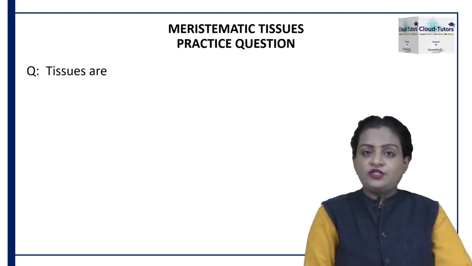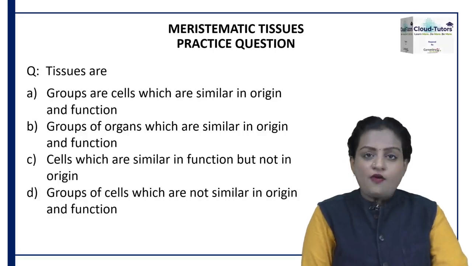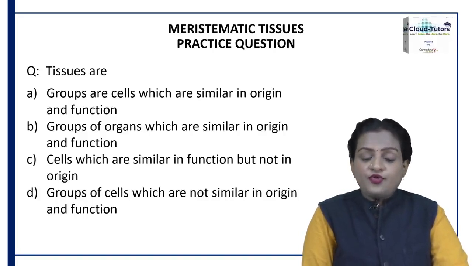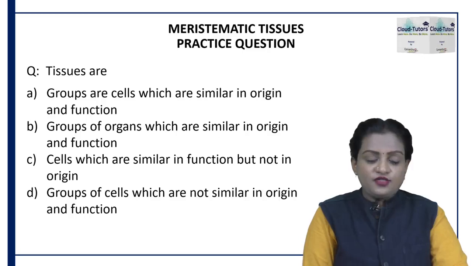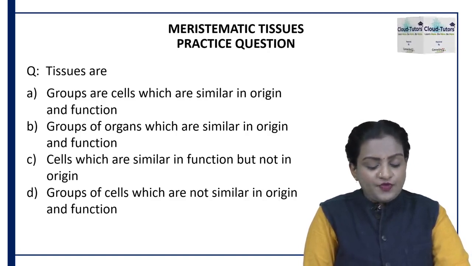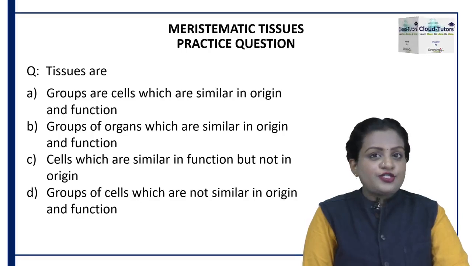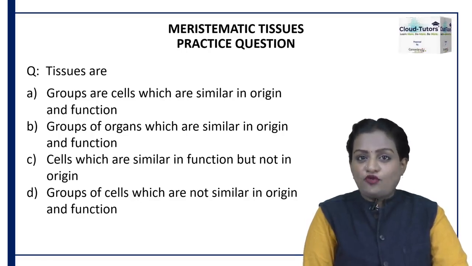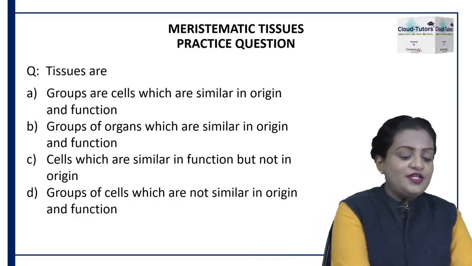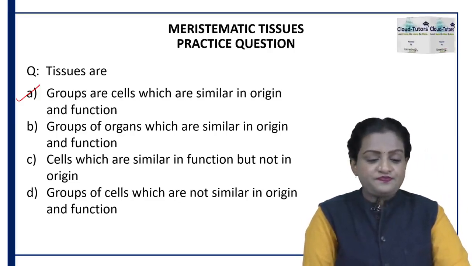Now let's see some questions related to meristematic tissues. Question is, tissues are, options: group of cells which are similar in origin and function, group of organs which are similar in origin and function, cells which are similar in function but not in origin, groups of cells which are not similar in origin or function. So we know tissues are group of cells which have similar function and origin but can have different structure. So correct answer is option A, which is cells similar in origin and function.